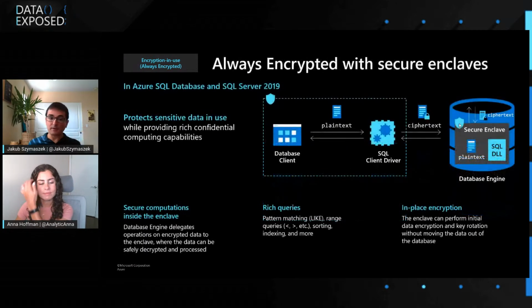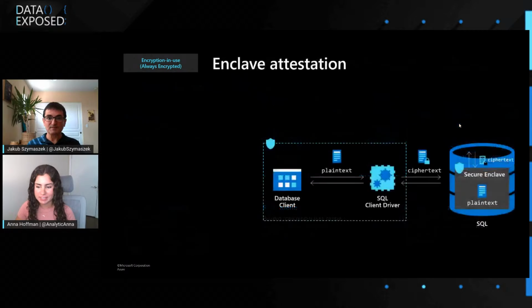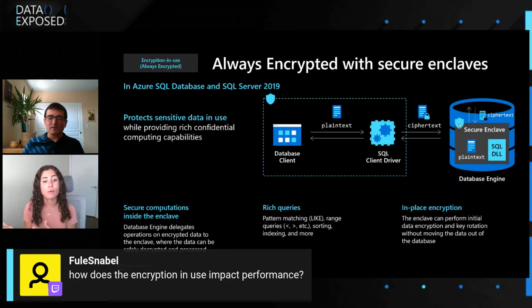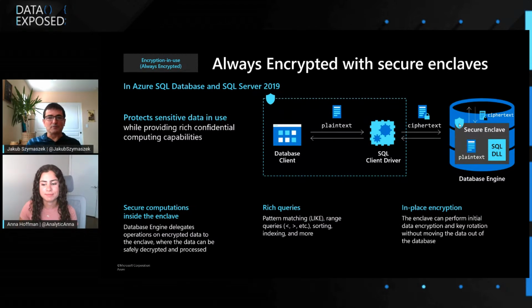So that's basically what Always Encrypted with enclaves is. Awesome. This is really cool technology. We did get a question that asked about performance, and I think you kind of hinted towards the answer to that. I'd love if you could just briefly address, how does encryption-in-use impact performance, whether it's with Always Encrypted or with enclaves? Right, great question.